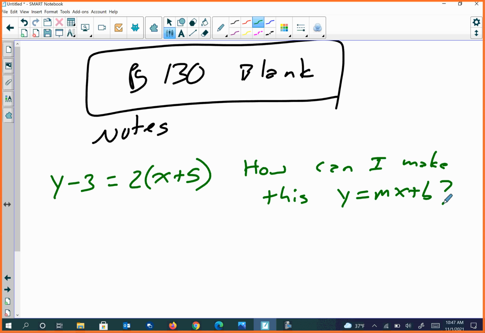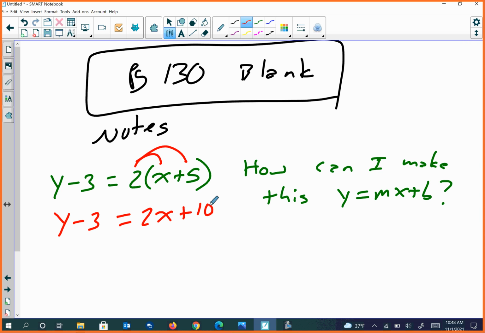So notice on y equals mx plus b, I don't have parentheses. Agreed? I also don't have anything with y. Okay, so let's eliminate some parentheses. So what math operation takes place right here? Multiplication. I distribute. So 2 times x is 2x. Agree? Plus 2 times 5 is 10.